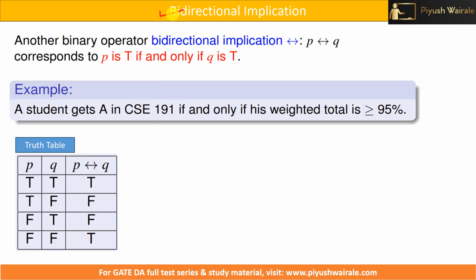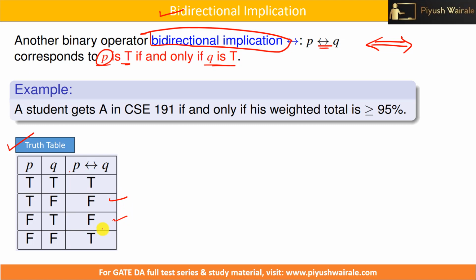Now next is bi-directional implication, right? Another binary operator is called bi-directional implication, denoted by this particular symbol, an arrow in both directions. This is what P bi-directional implication Q is, which corresponds to P is true if and only if Q is true. You can see this truth table: if P is true and Q is true, then the bi-directional implication is true. But if P is true and Q is false, then it is false. If P is false and Q is true, it is false also, right?